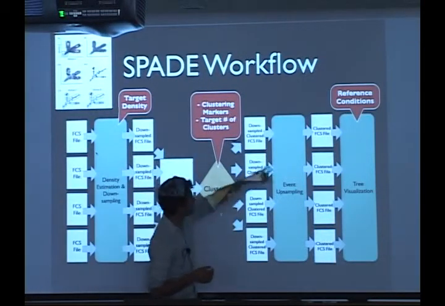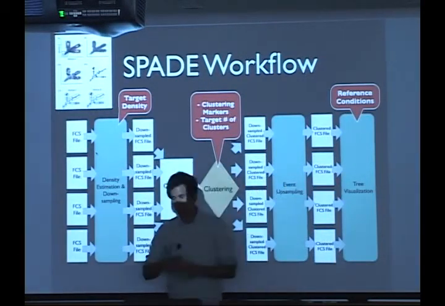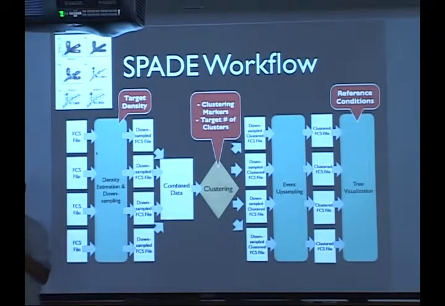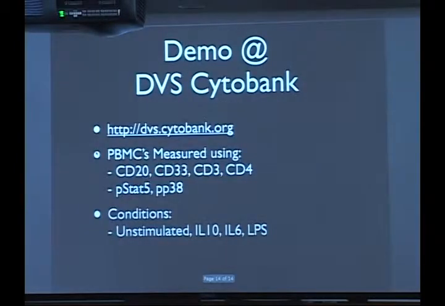And finally, once you've set this, the only other thing you need to tell it is what the reference conditions are. If you've measured multiple experimental conditions that you want to compare, you need to say, this is my unstimulated group, these are my stimulated cells, so that it knows how to calculate the fold changes and compare them between your different groups. So that's the basic workflow.